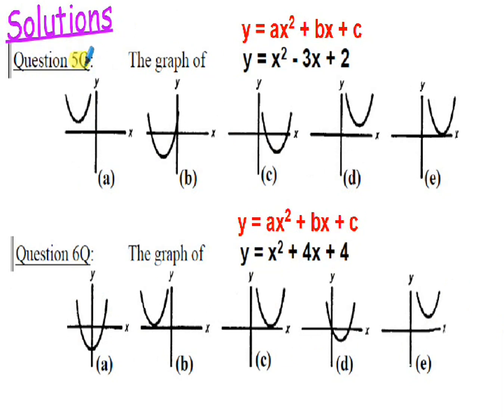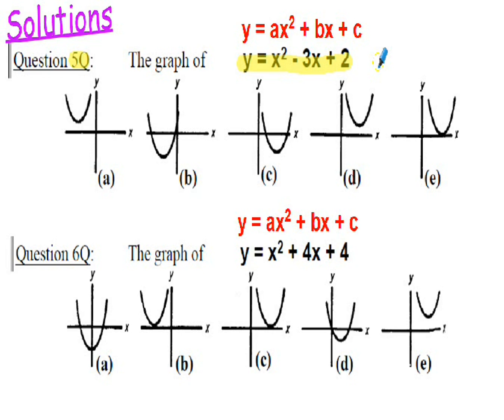Solution to question 5Q, we're given the equation y is equal to x squared minus 3x plus 2. So in this case the A value is positive 1, the B value is minus 3, and the C value is positive 2. So we will get here a shift in the vertex. If you look at the B upon A ratio, that will be a negative ratio. So the vertex will be on the right hand side. It's also got to pass through the y-axis at positive 2.